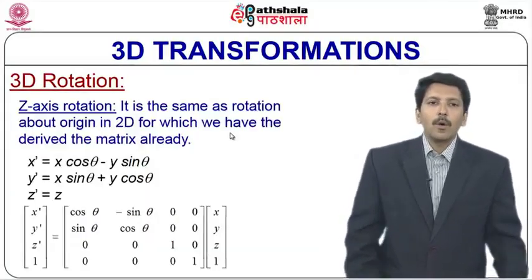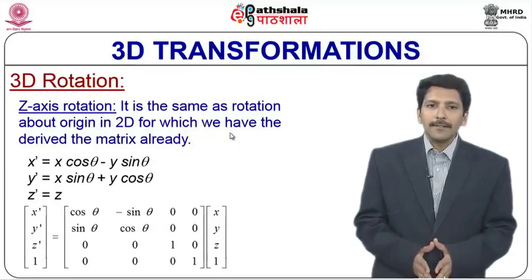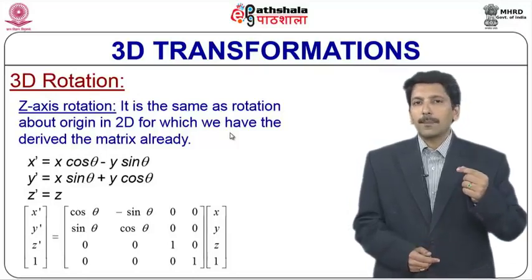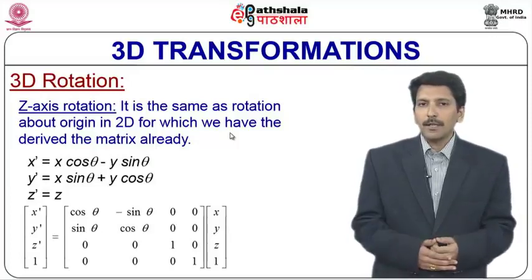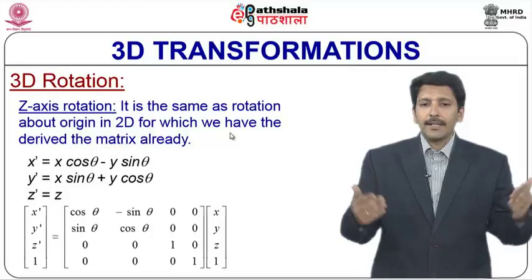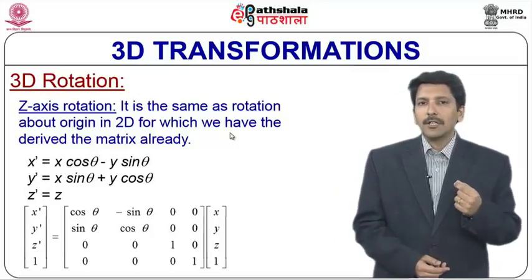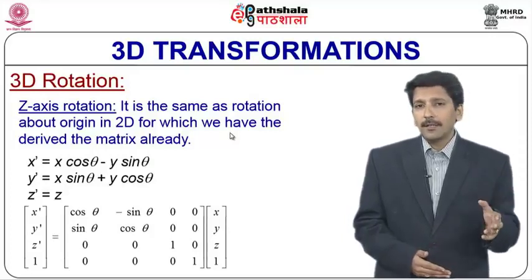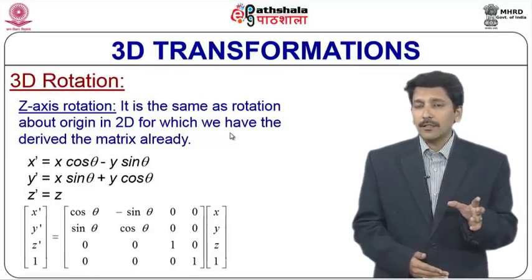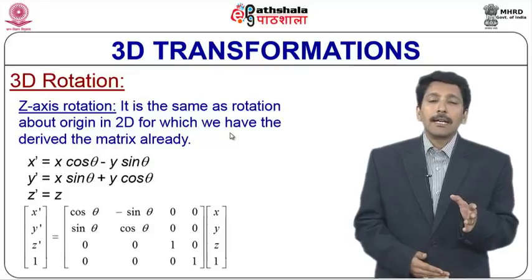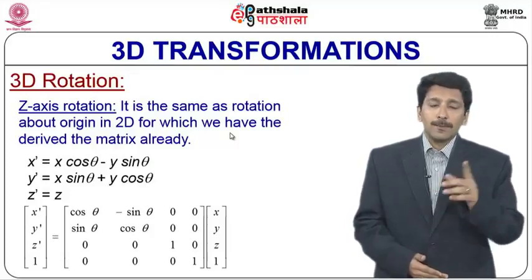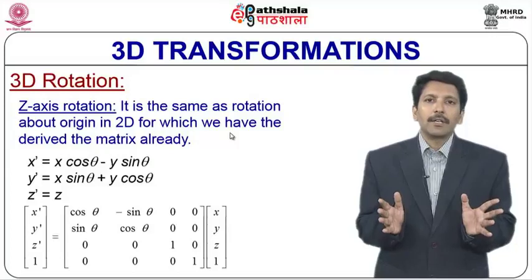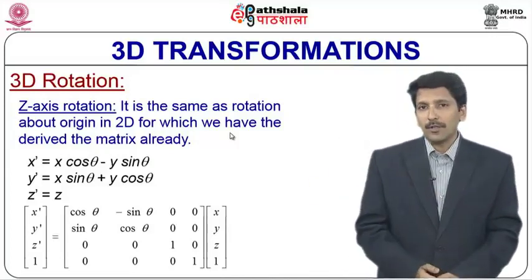First, we will understand how the z axis rotation is done. Imagine you have an axis passing through the origin and perpendicular to the coordinate system. Imagine you have a plane-like object, and your z direction is the direction that is perpendicular and passing through the origin of the coordinate system. The 3D rotation about the z axis is exactly similar to rotation in 2D with respect to the origin. Let me repeat this: z axis rotation in 3D is exactly similar to rotation in 2D about the origin.